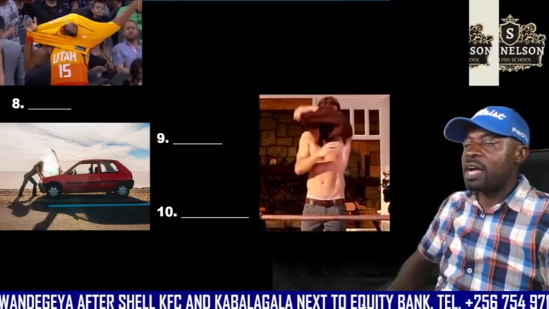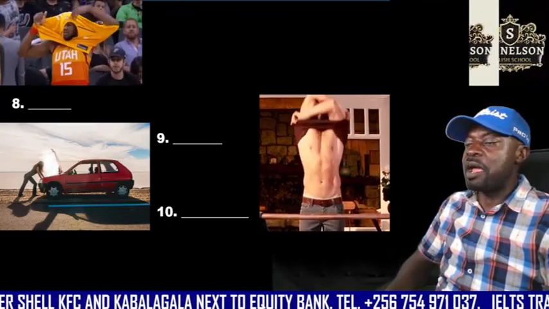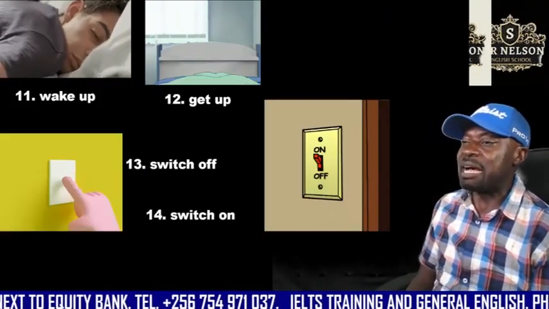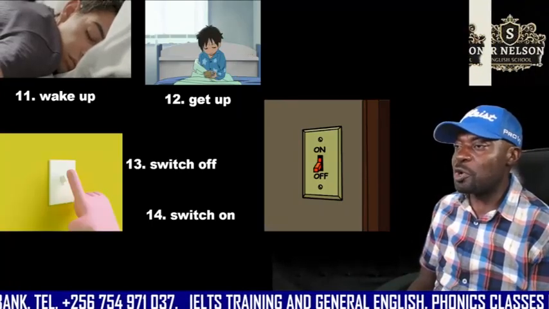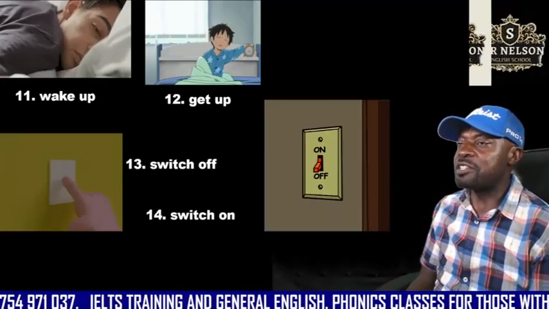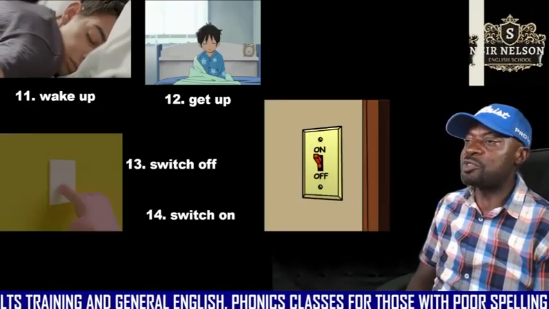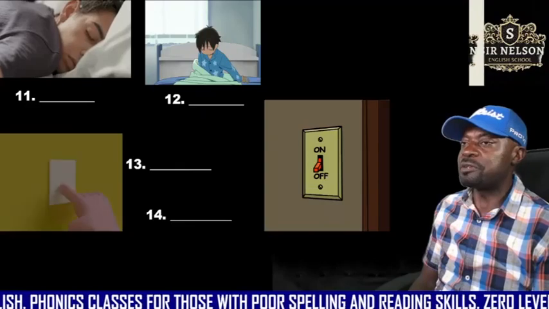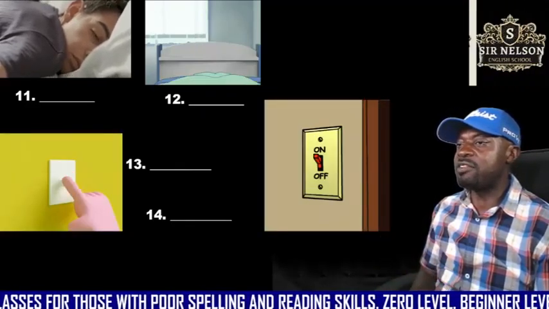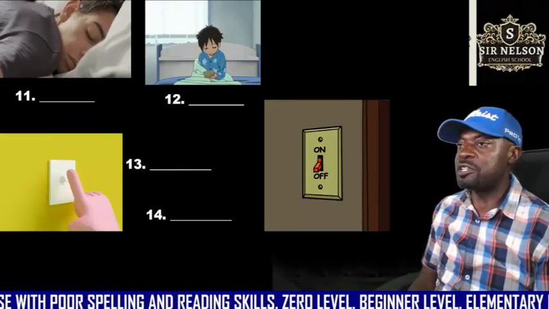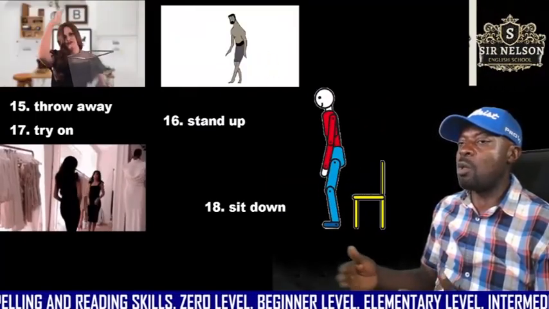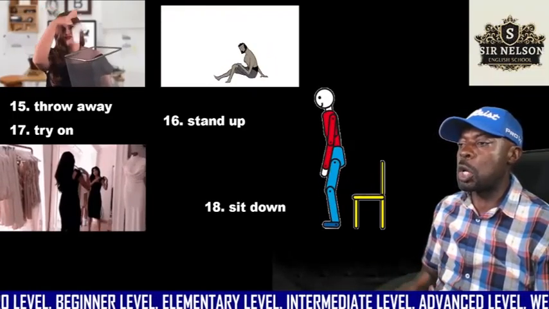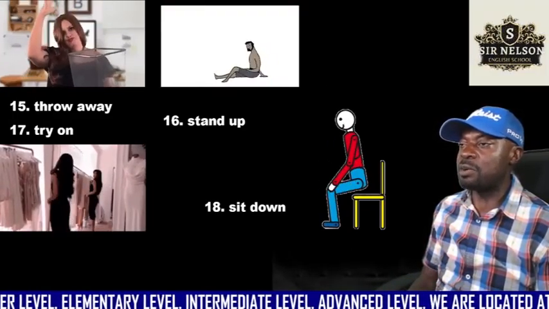Practice. What are the phrasal verbs? Number 8, 9, and 10. Wake up, get up, switch off, switch on. All these ones are phrasal verbs. Phrasal verbs have two parts, a verb and a particle, or a verb plus a preposition. Practice. What's 11, 12, 13, 14? 15, throw away. 16, stand up. 17, try on. 18, sit down.